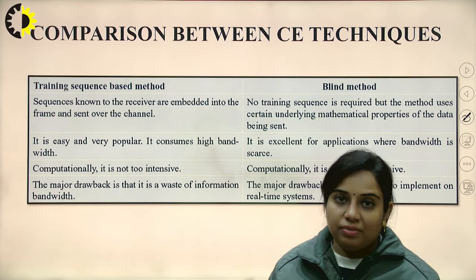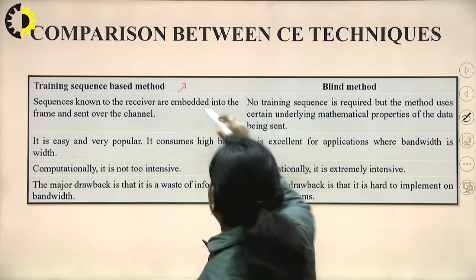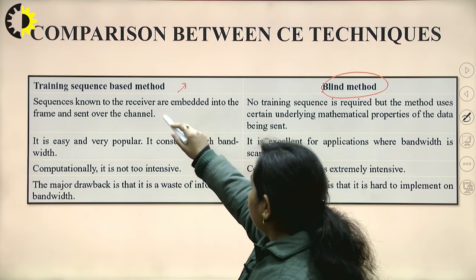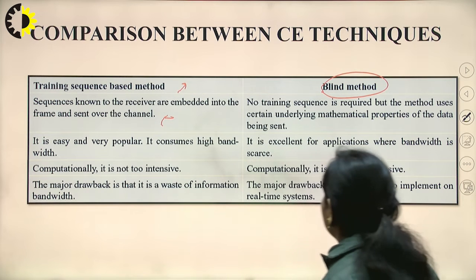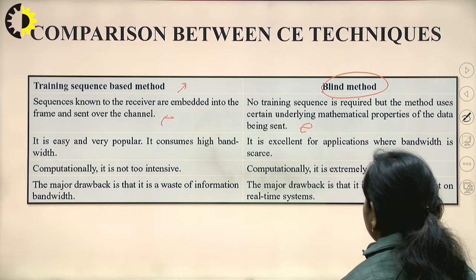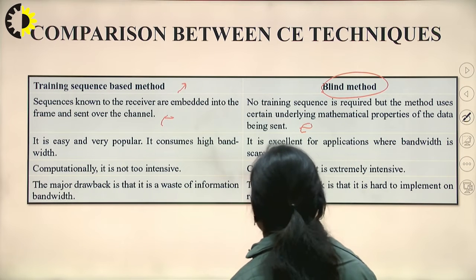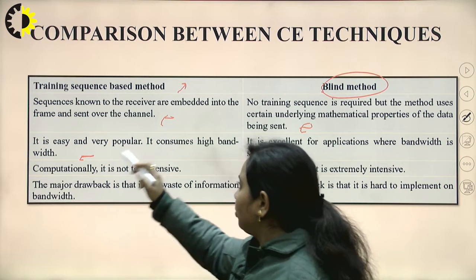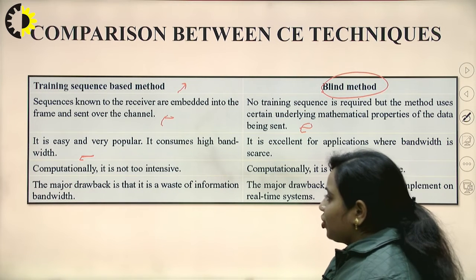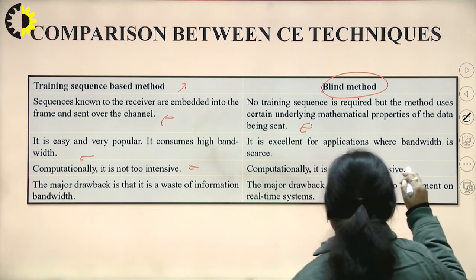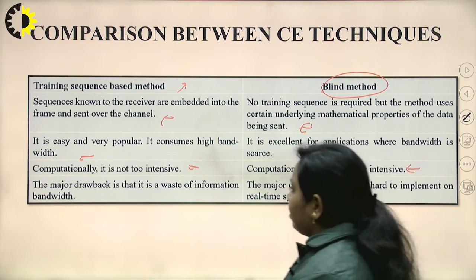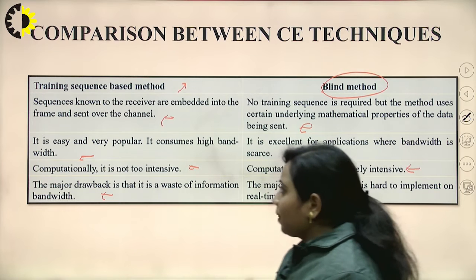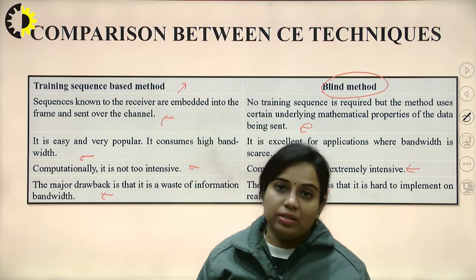Now, this is the comparison of the different channel estimation techniques: first one is the training sequence based, and next is the blind method. In the training sequence based method, the sequences known to the receiver are embedded into the frame and sent over the channel. In the blind method, no training sequence is required, but the method uses certain underlying mathematical properties of the data that are being sent. The training sequence method is easy and very popular. It consumes high bandwidth. It is not too computationally intensive, but the blind method is extremely intensive. The major drawback of training sequence is that it is a waste of information bandwidth, whereas the blind method is bandwidth efficient. That is the comparison of the training sequence and blind based methods.